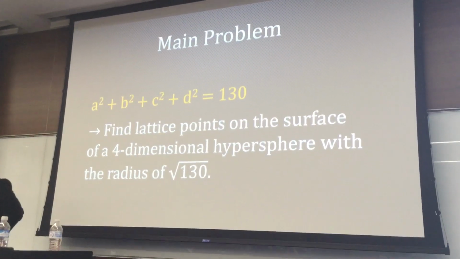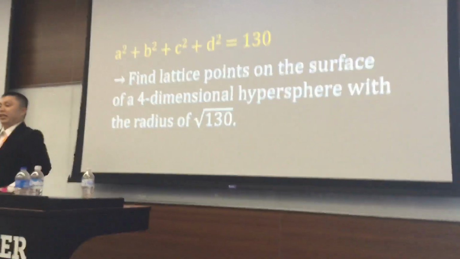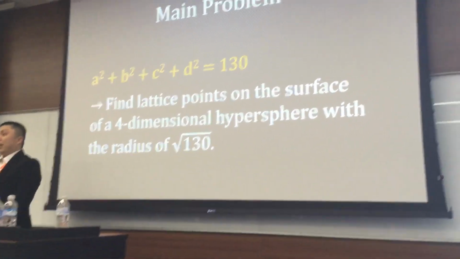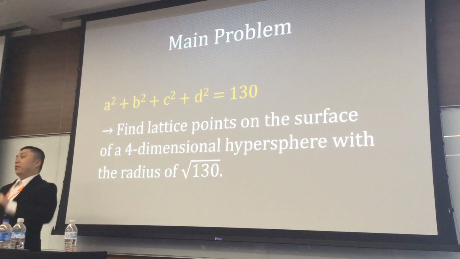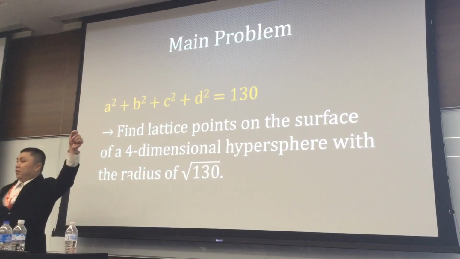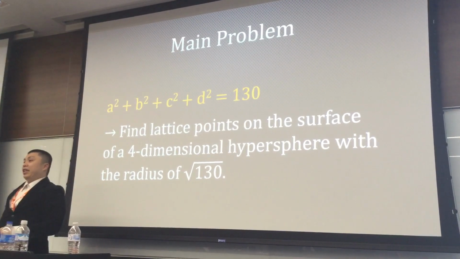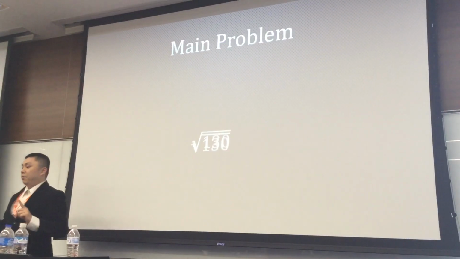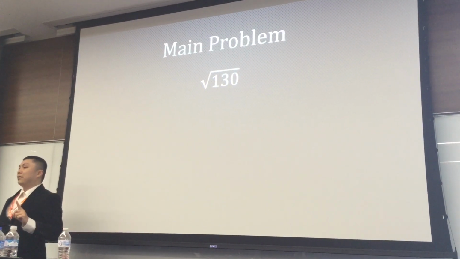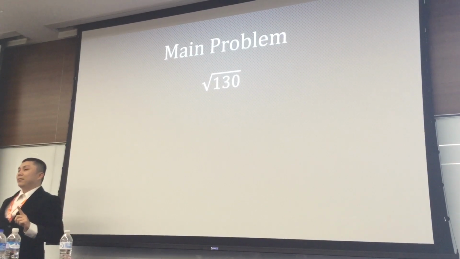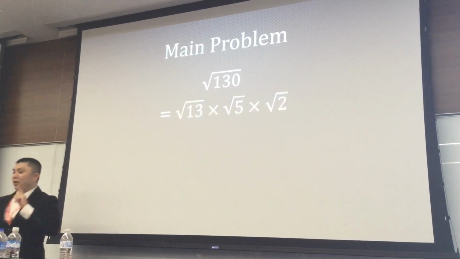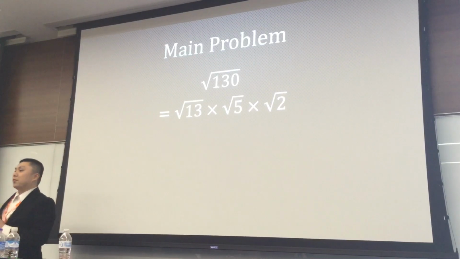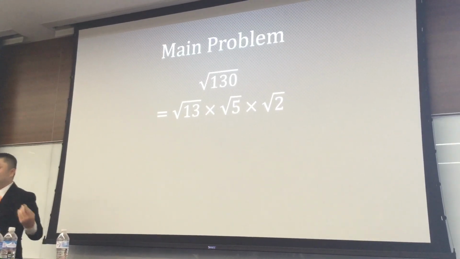Sum of 4 squares is equal to 130. So now I'm having some distance from the point of origin. The distance is square root of 130, and we'll be doing the prime factorization. Who can do it? 2 times 5 times 13. Yep. 13 times 5 times 2. Okay, I did it in the other overview, but that doesn't matter.